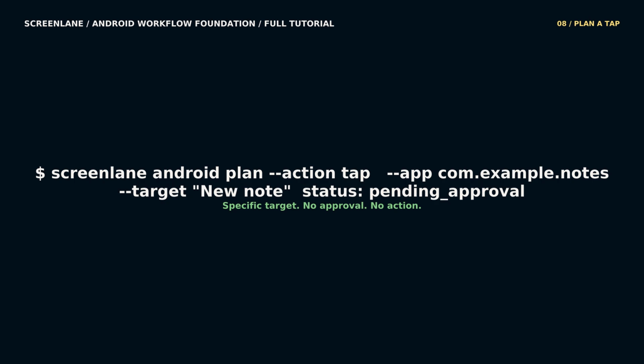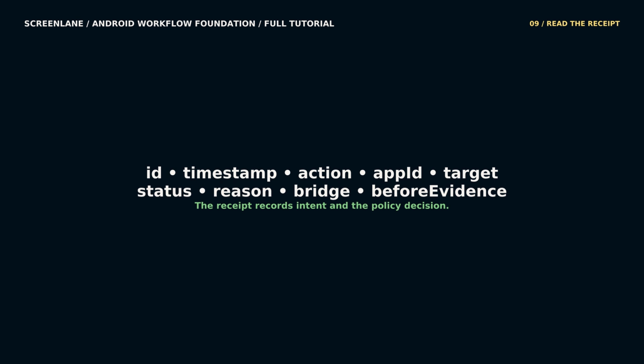If the bridge is not connected, ScreenLane has not tapped anything, and its receipt says so. Your automation can use this state to guide the next safe step instead of pretending the action completed. Type and scroll follow the same model. Type needs a target because the receipt should identify the text field or visible destination. Scroll is an action too, so it requires approval even when no target is supplied.